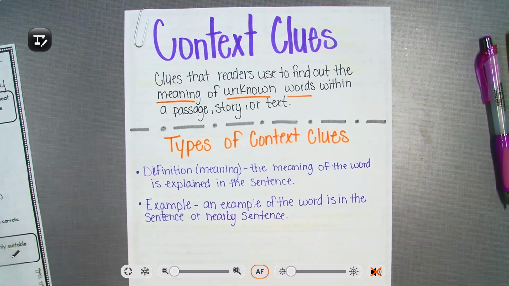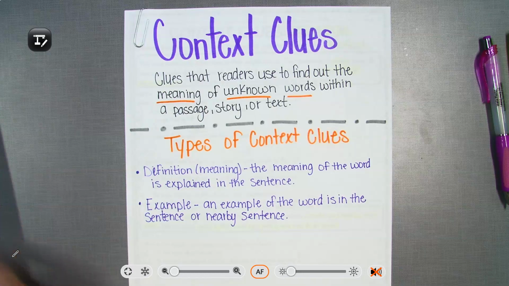Okay, guys, so we've been talking about context clues. We started yesterday and we talked about how context clues are clues that readers use to find out the meaning of unknown words within a passage, story, or text. So there will be times where we are not going to know words while we are reading, and the author is going to be putting clue words around those words that he probably knows that we're not going to know what they are to help us understand what they are.